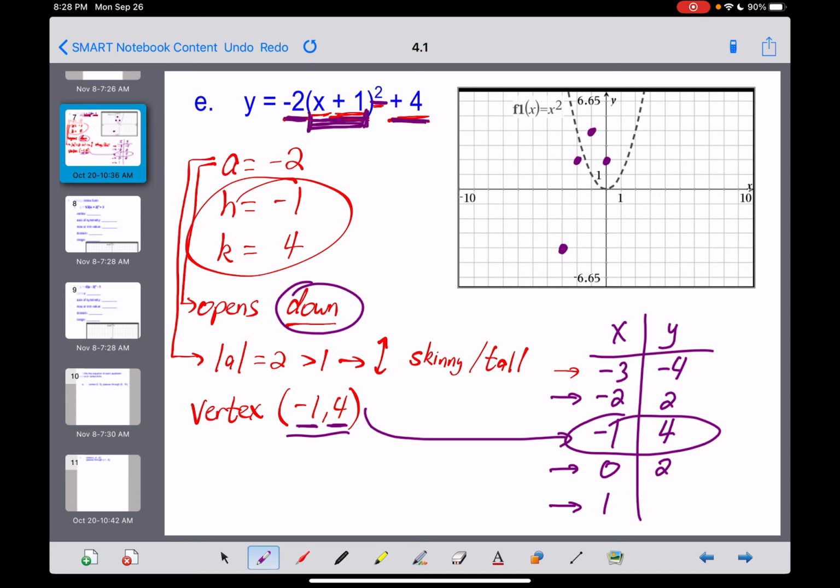1 plus 1 is 2. Times itself is 4. Times -2 is -8. And -8 plus 4 is -4. So 1, -4 is the 5th solution we came up with.